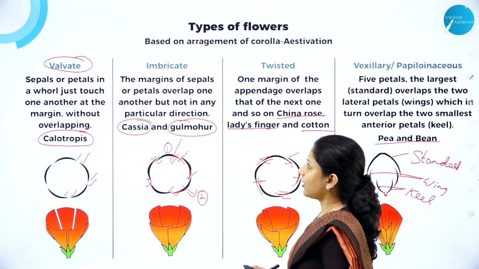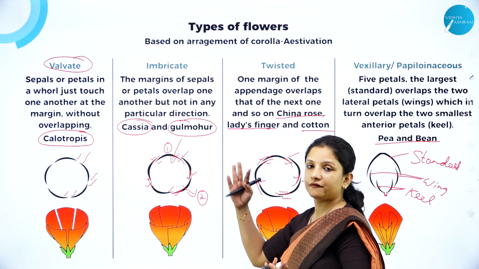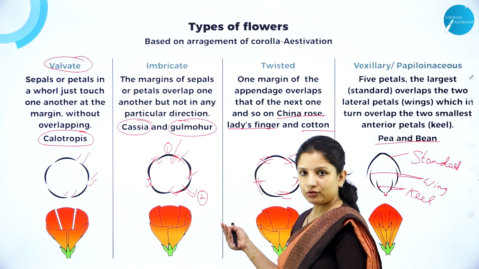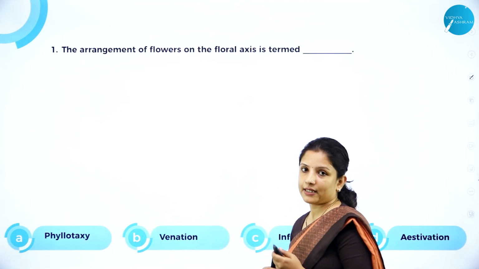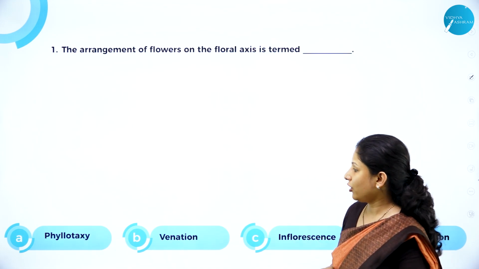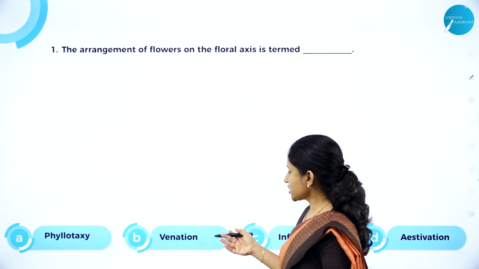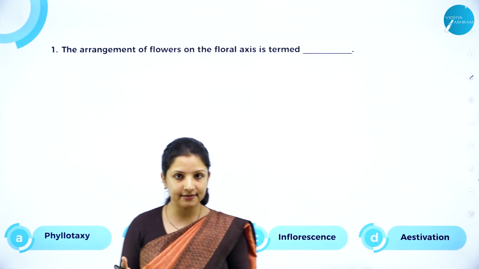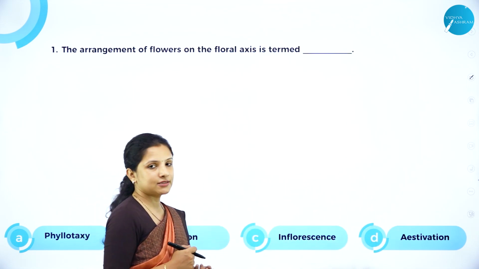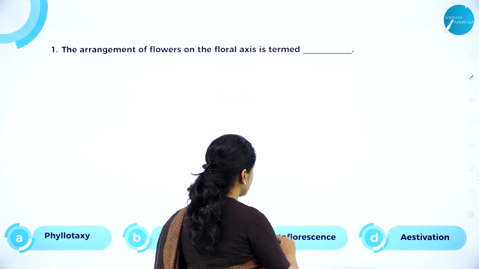So now we know about the parts of the flower, and based on arrangement, how the flowers are called, all that we know. So we shall move on to studying the MCQs. So the arrangement of flowers on the floral axis is called phyllotaxy. No, phyllotaxy is the arrangement of leaves. Venation is the arrangement of veins on the leaf. Inflorescence is actually the arrangement of flowers on the floral axis.